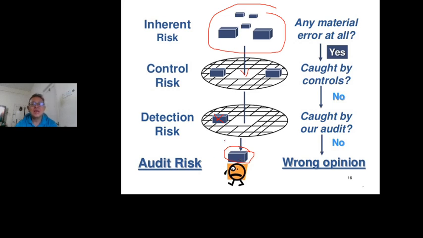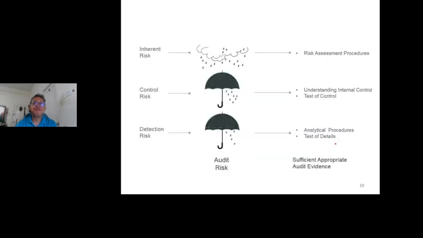They said that the accounting is okay, but it's not okay, because there are some risks not detected. Therefore, the auditor gives a wrong opinion. I hope you understand this particular diagram. This diagram also explains how the inherent risk, control risk, and detection risk relate to the audit risk.